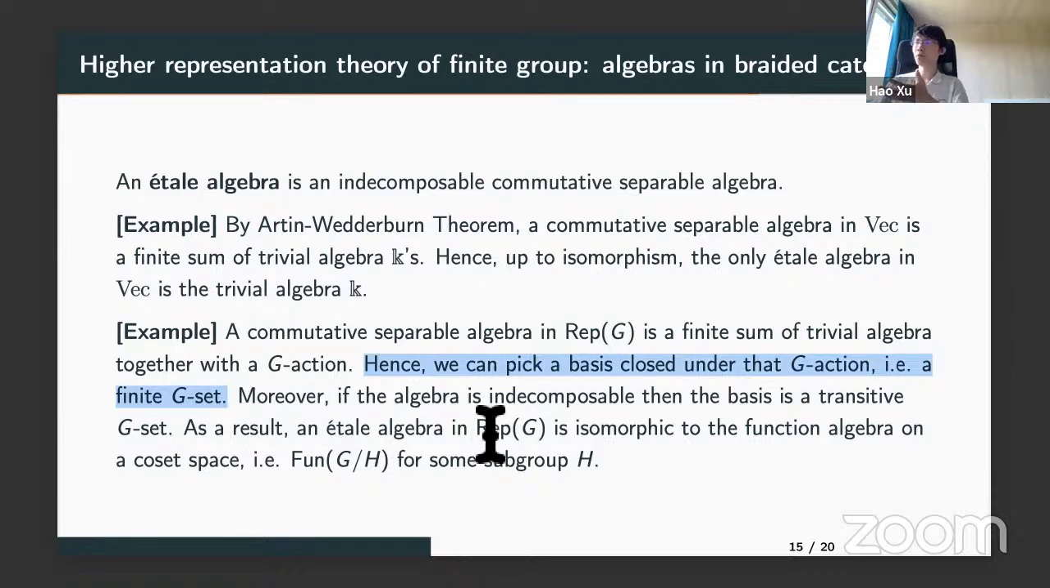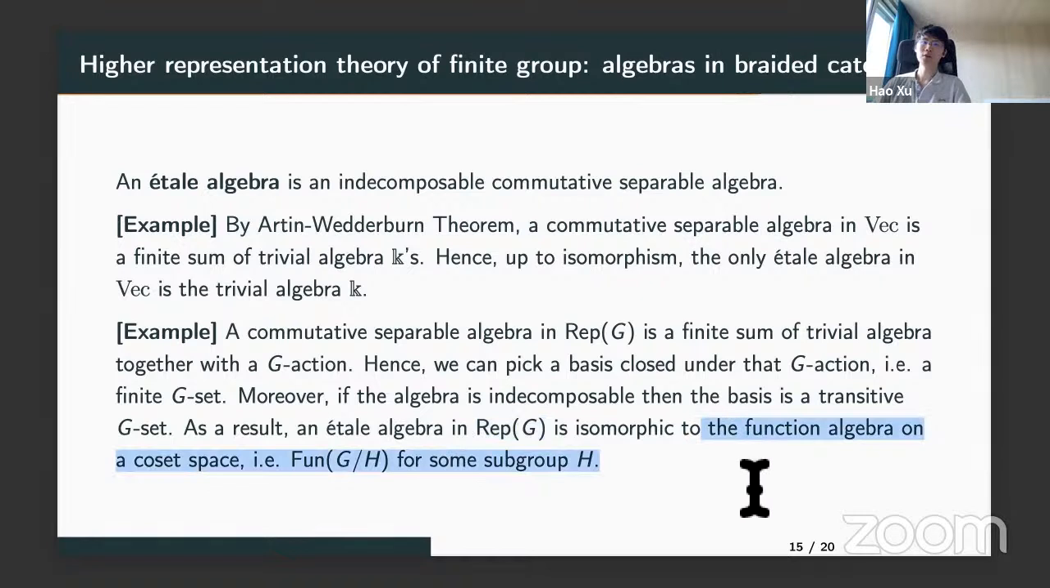Now the condition of indecomposability says this basis must be a transitive G set. So in a sense, it is a coset space. As a result, an étale algebra in RepG is isomorphic to the function algebra on a coset space. So that is the classification result.